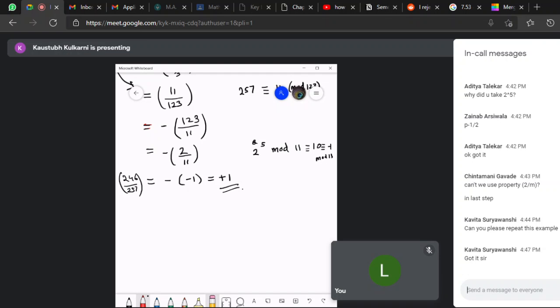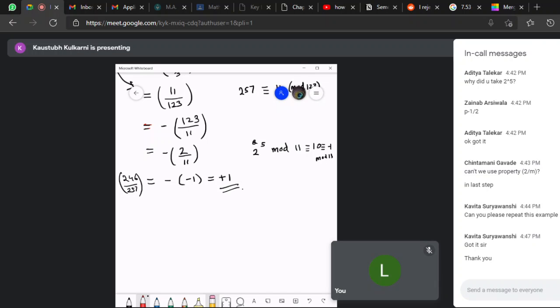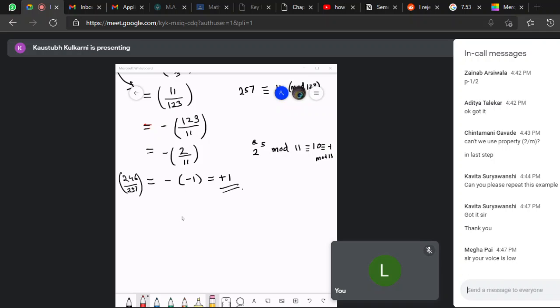So what is the application of this? Now let's see an application of this. This is clear. This was the calculation of the Jacobi symbol for any given pair of numbers. This is also called the Solovay-Strassen primality test.